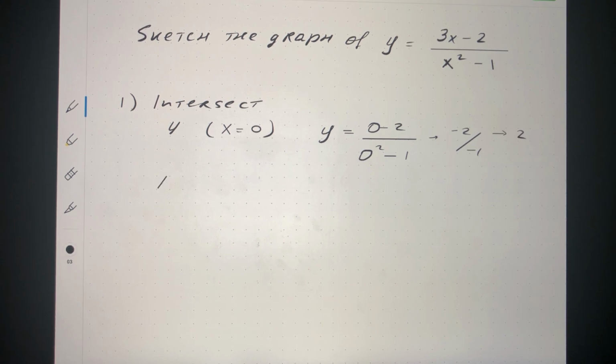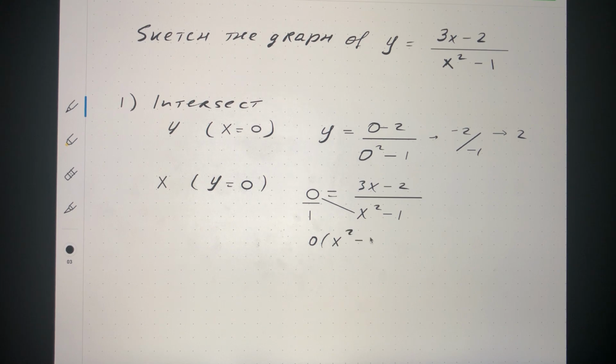The x-intercept, to find it, we have to make y equal 0. If y happens to be 0, then we have 0 is (3x minus 2) divided by (x squared minus 1). To solve this equation, we have a fraction on one side. We can make two fractions, one per side, and then we can cross multiply to solve. 0 times (x squared minus 1) is equal to 1 times (3x minus 2).